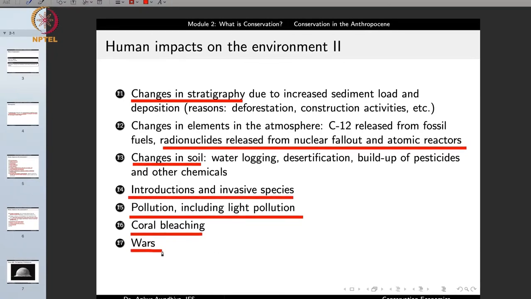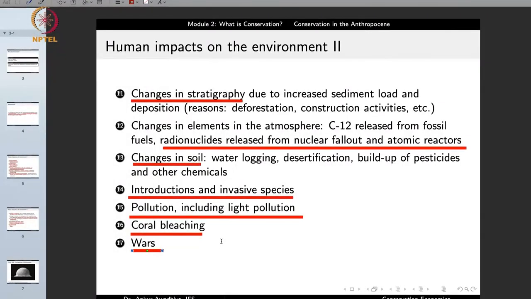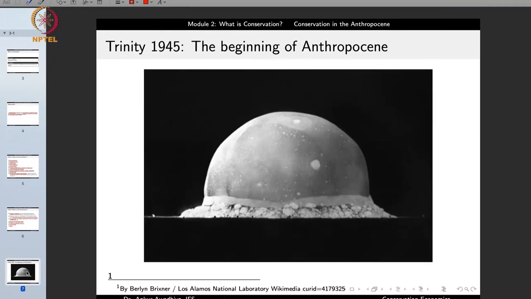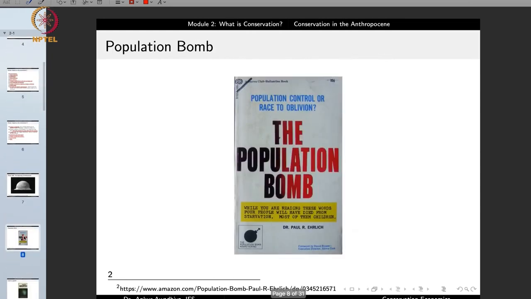One more impact is wars. And wars are not just tragic from the human point of view, but they are also tragic from the environmental point of view, because they release massive amounts of noxious substances into the environment, which leads to a massive decline in biodiversity. So these are some human impacts in the environment that we are observing in this epoch called Anthropocene. Now, traditionally, we take the beginning of Anthropocene as the day on which we had the Trinity explosion in 1945. So this is the beginning of the nuclear age, and this date is taken as the beginning of Anthropocene.